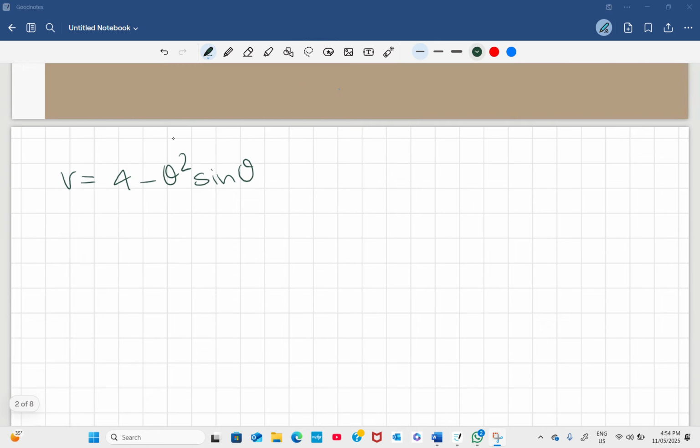Okay, for our last question, we're given r is equals to 4 minus theta squared sine theta. So here I have my first term. The derivative of this is a constant, so 0. Now I'm gonna deal with this. This is a product rule since I have u and v here. They're multiplied by each other.